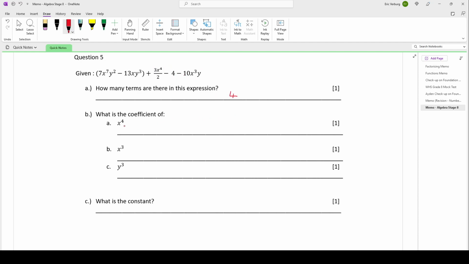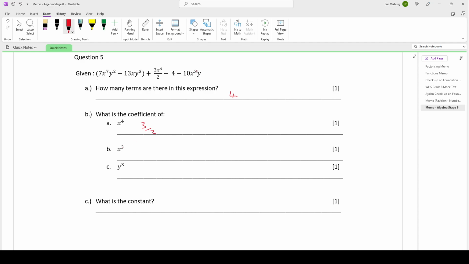Now, what is the coefficient of x to the power 4? A coefficient is the thing that is multiplied by x to the power 4 in this case. So what is being multiplied by x to the power 4? Well, here's x to the power 4. What's being multiplied by it? This, right? Positive 3 over 2. So we've got positive 3 over 2 x to the power 4. So this is 3 over 2.